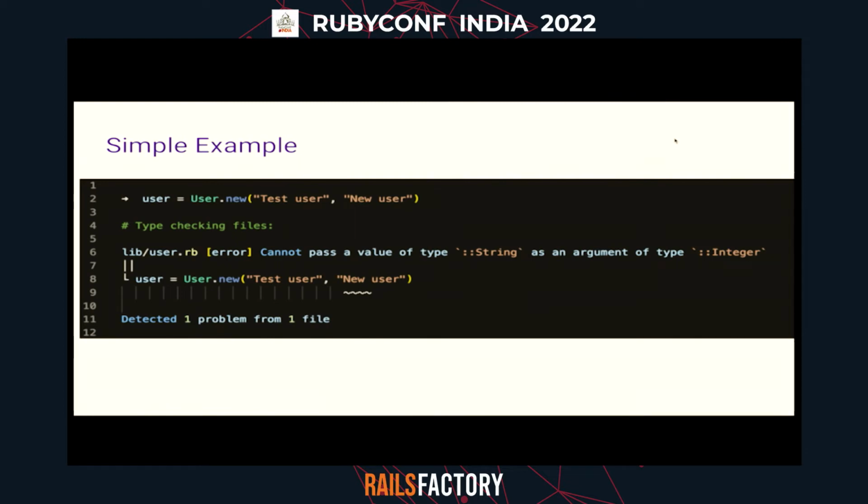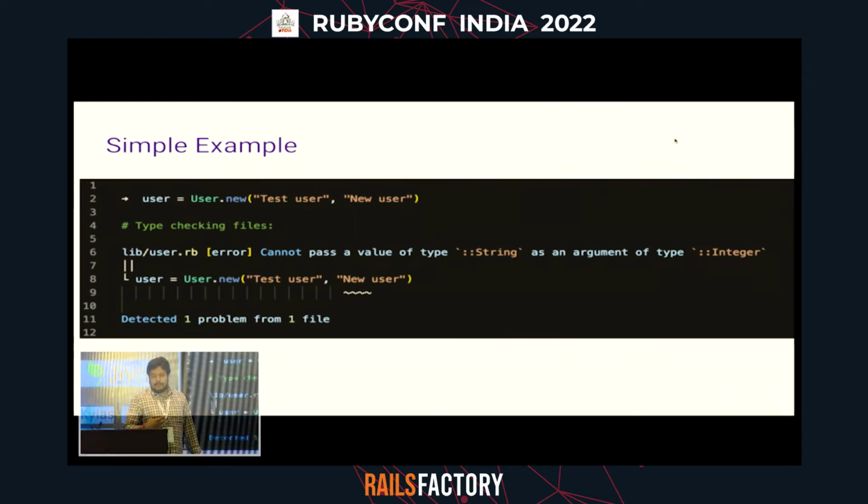Okay, so our last example. What happens if I provide the user with both arguments as strings, like test user and the new user, while my user class only accepts name as a string and age as an integer? When I'm doing the type checking on this class using RBS, it tells me that it cannot pass a value of a string for the integer type. So this kind of flexibility is provided by RBS.